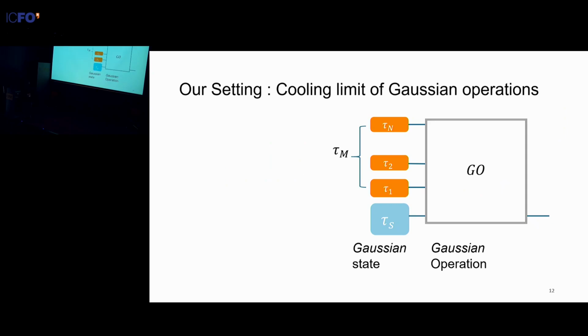Okay, so let's go into the main content. Now, the first part is about cooling limits. In this setting, we assume that the temperature of the machine and the system are all the same to begin with. And now we'd like to know, when can we do cooling in such a setting?